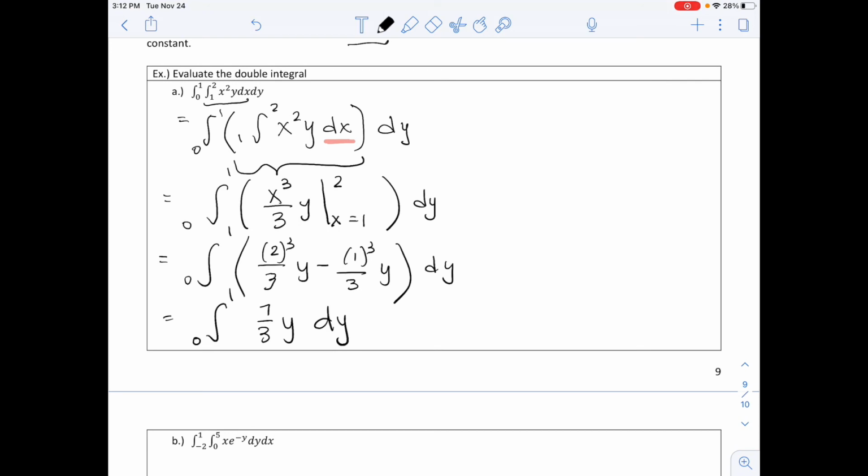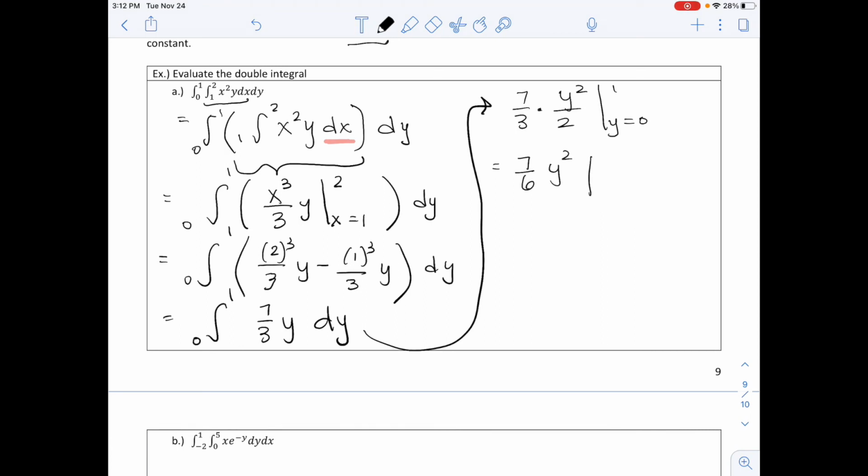And so now we're going to integrate again, this time with respect to y. And so we have 7 over 3 is just a constant, times adding 1 to the exponent and dividing by that same value. And again, since it's a definite integral, we're going to evaluate this from y equals 0 to 1. And so 7/3 times the 1/2 is going to become 7 over 6 y squared, evaluated from 0 to 1. So we have 7/6 times 1 squared minus 0 squared, which works out to be just 7/6. And this is our answer for our double integral.